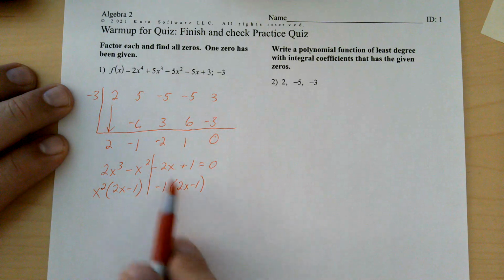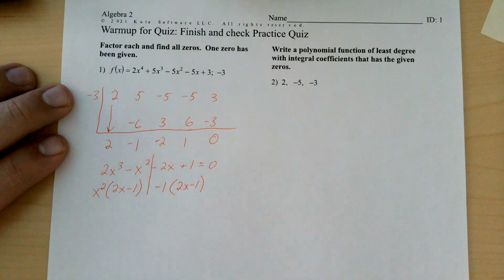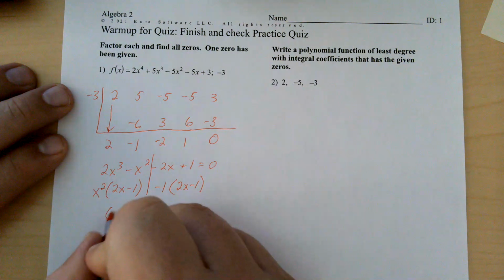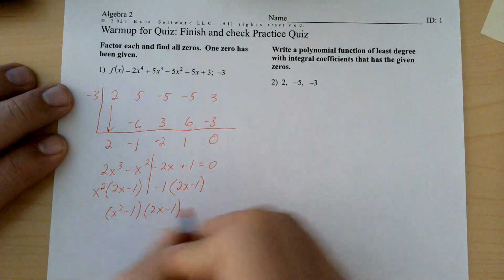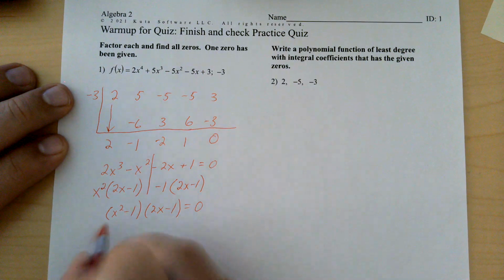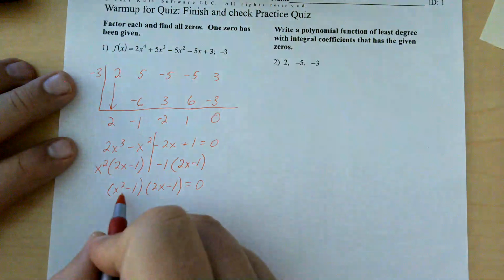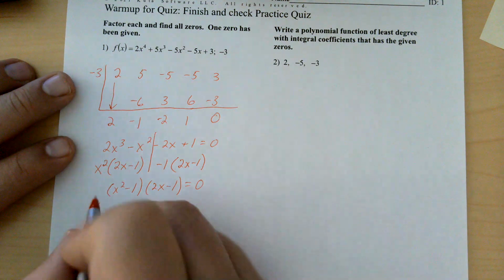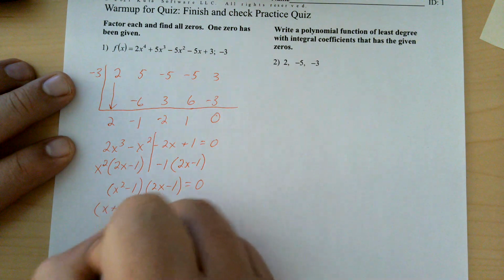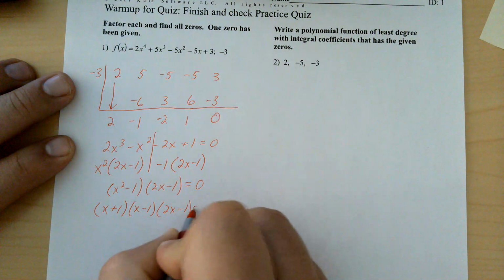So -1 times 2x is -2x. -1 times -1 is the +1 from the original equation. So that allows me to see x squared minus 1, 2x minus 1 equals 0. Now this can be factored more. That's how we're going to get 2 answers. So from just this is a perfect square minus a perfect square. I'm going to have x plus 1, x minus 1, and then the 2x minus 1.